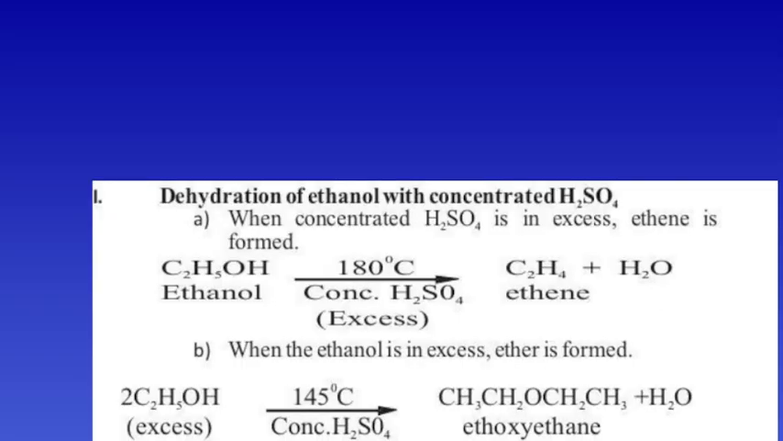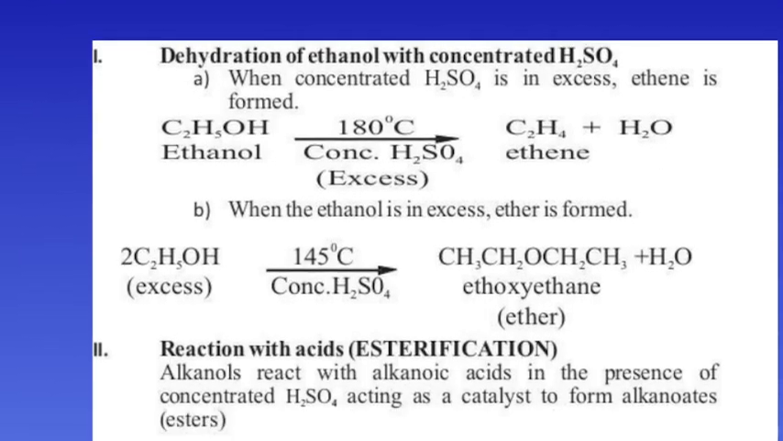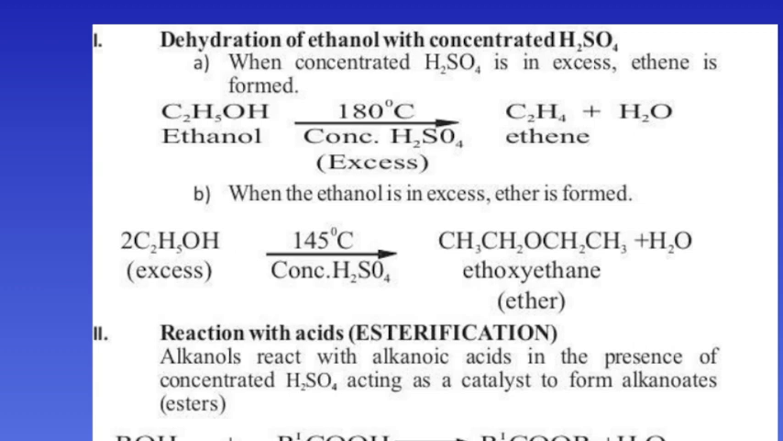Okay, moving on, the next case is where you use excess ethanol. Note, in the production of ethene, your acid has to be in excess. But when your ethanol is in excess, it leads to the production of an ether. The ether in this case is ethoxyethane. So take note of that.